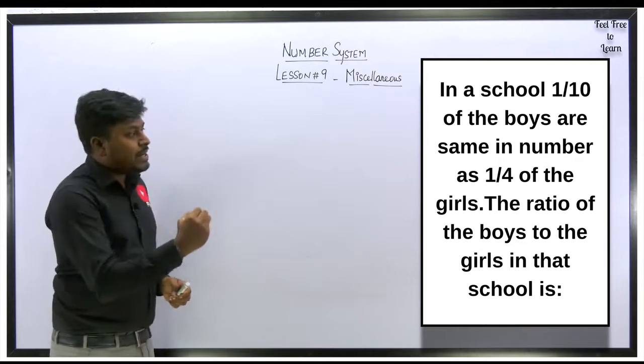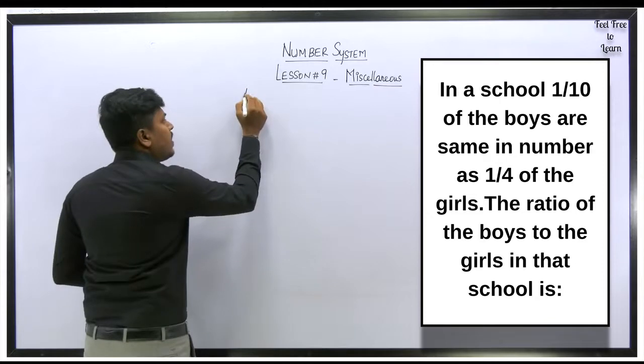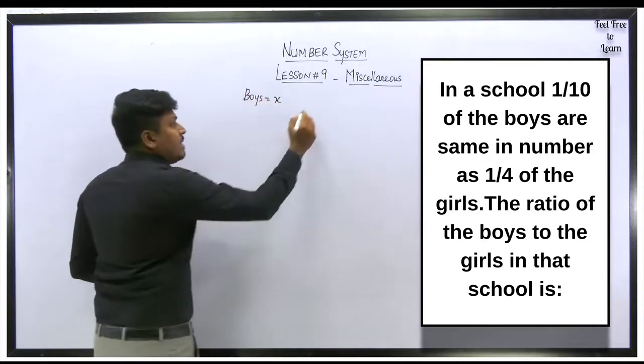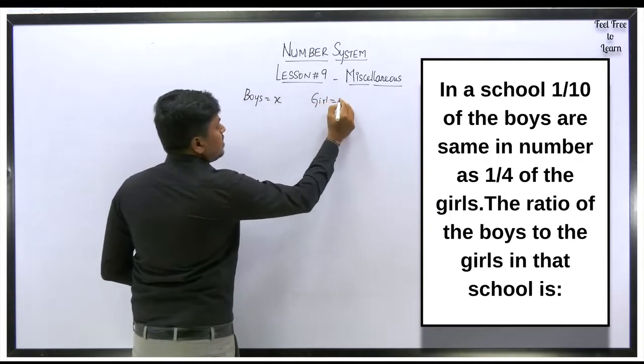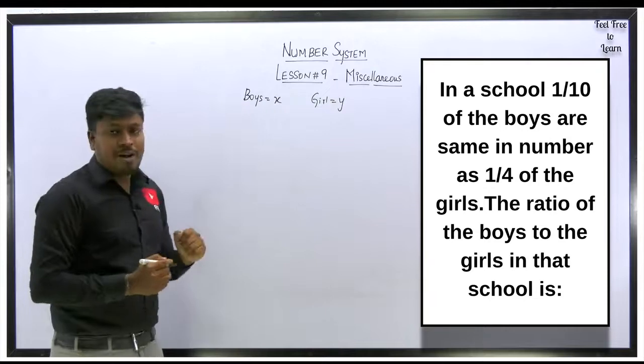In the school, 1/10 of the boys are same. See, 1 by 10th of the boys. We don't know how many boys are there in the school, so let me take boys as x. Similarly, in the school, girls are unknown, so let me take the total number of girls as y and the total number of boys as x.